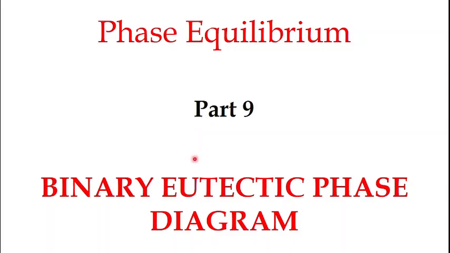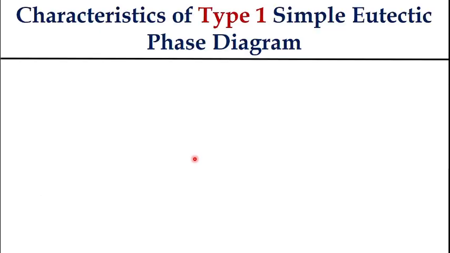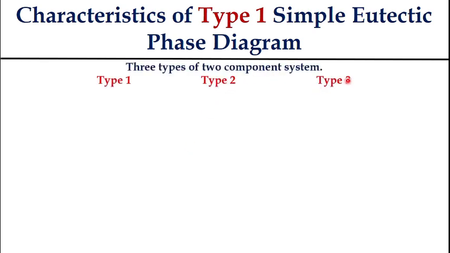Today I am going to discuss part 9 lecture of phase equilibrium, and the topic name is binary eutectic phase diagram. In the last lecture I told you that there are mainly three types of two component systems phase diagram: type 1, type 2 and type 3.